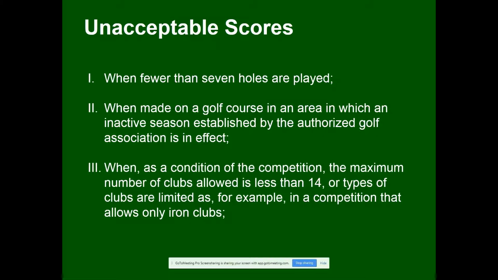When you're playing in a competition where the maximum number of clubs is less than 14. So if you're playing a competition and you're only allowed 6 clubs, that is not eligible to be posted for a score. You have to be able to utilize all 14 clubs if the golfer chooses to be acceptable for score posting.